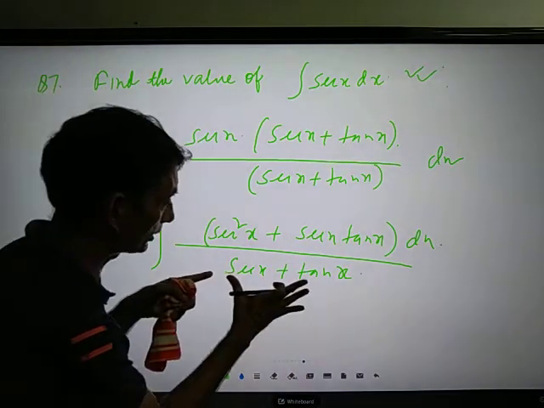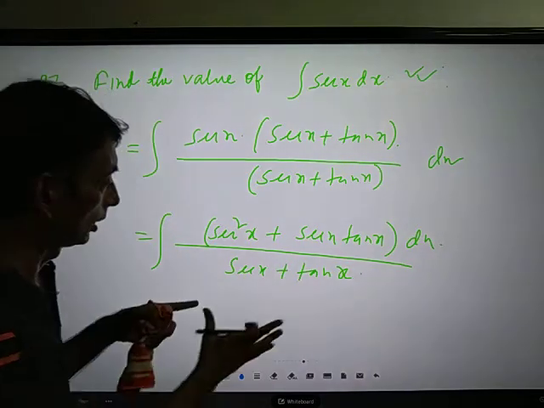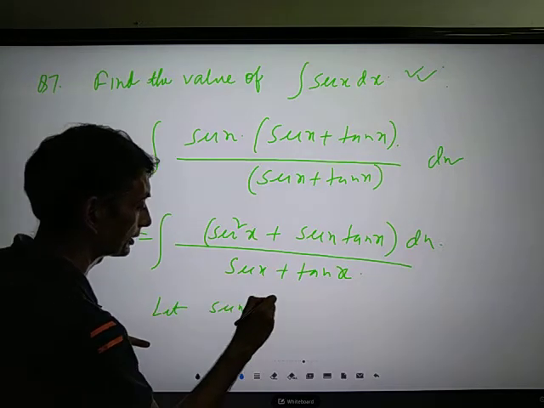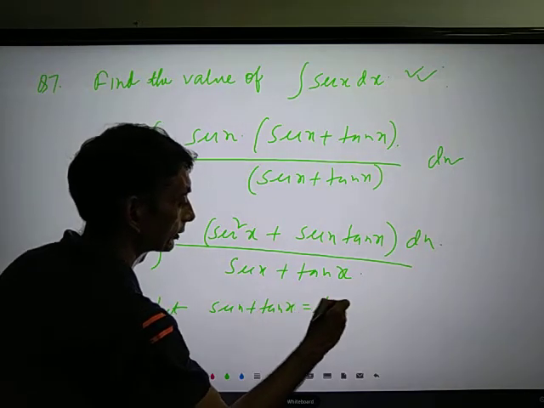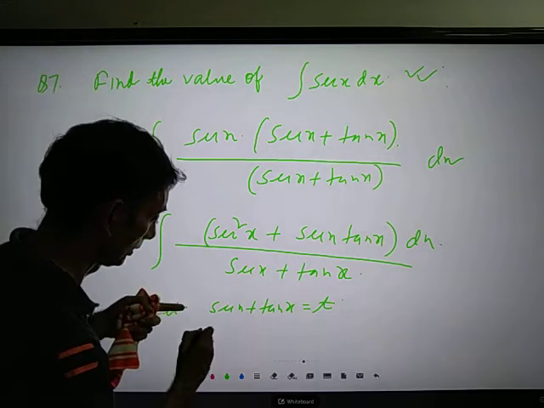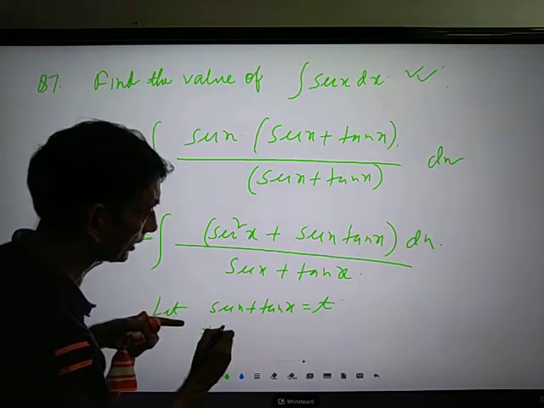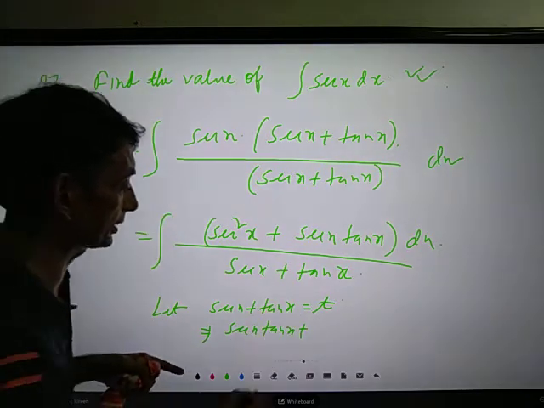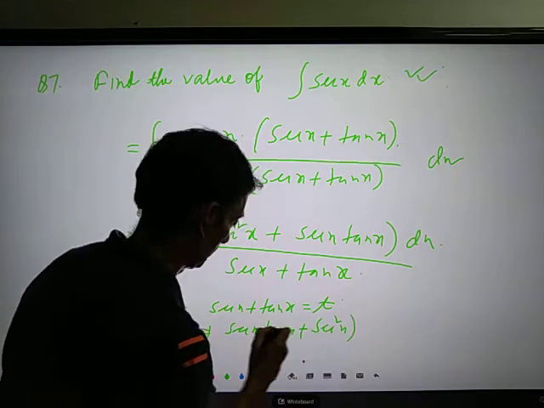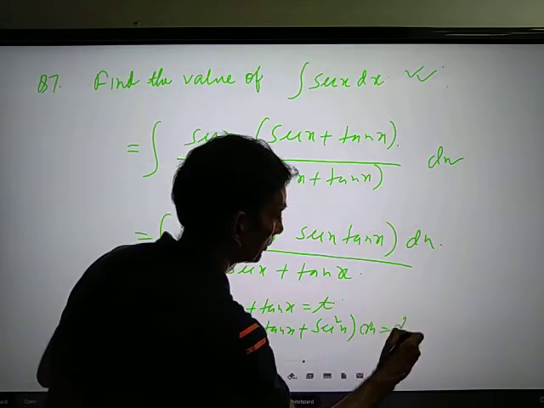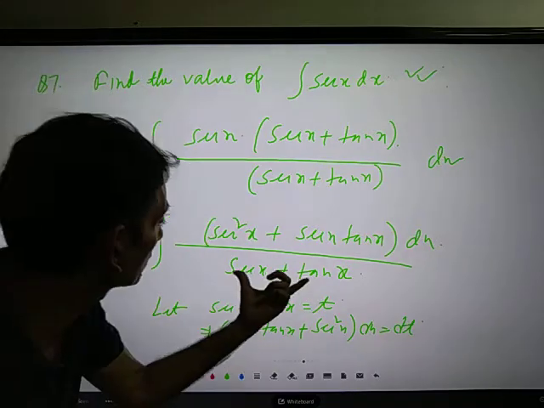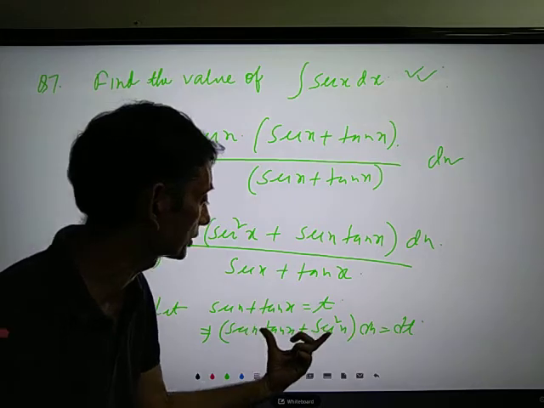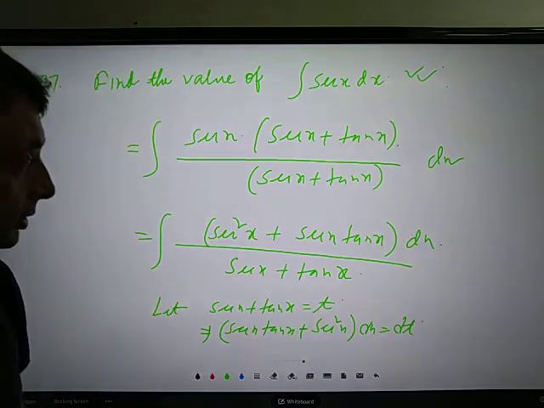I'm going to take this one and solve it by the method of substitution. Let sec x plus tan x equal to t. If you differentiate this, what is the differentiation of sec x? Sec x tan x, and the differentiation of tan x is sec square x, dx equal to dt. Have you seen that? The moment you substitute this, you get exactly the numerator, that is sec x tan x plus sec square x dx equal to dt.